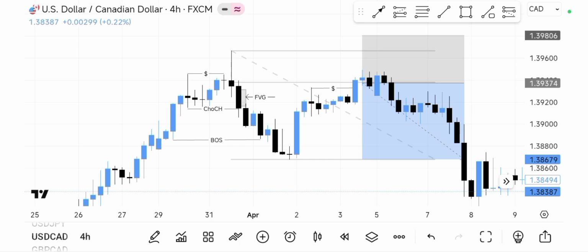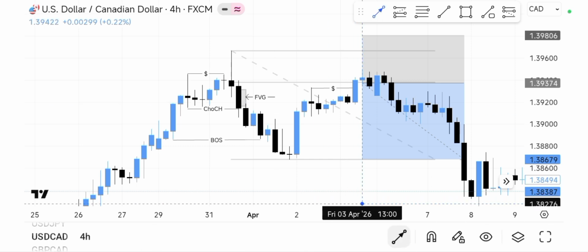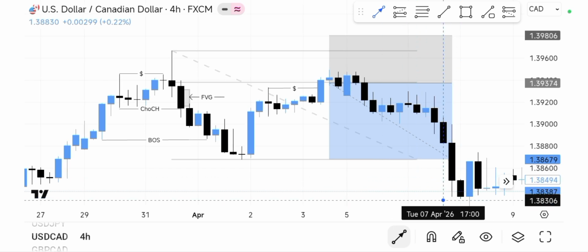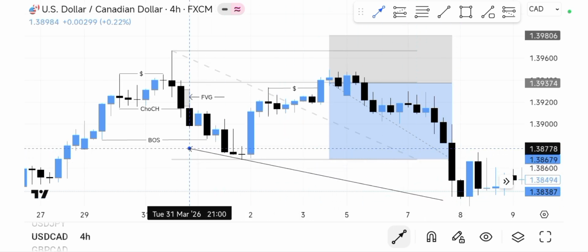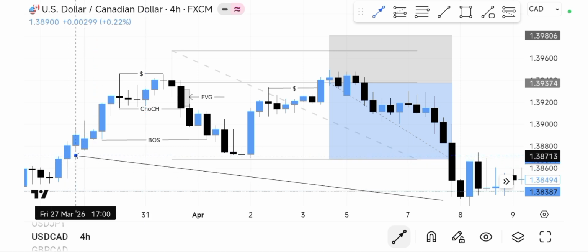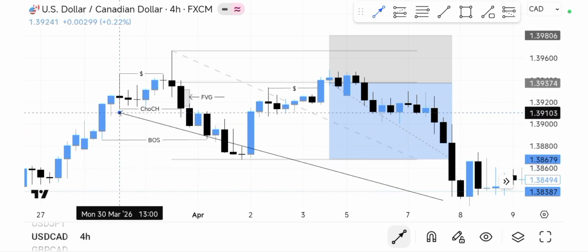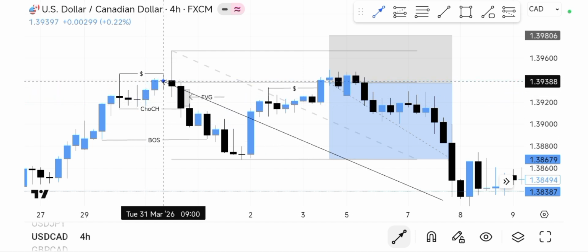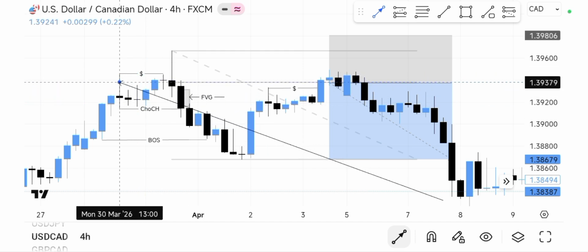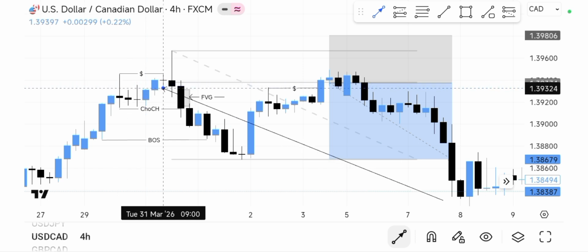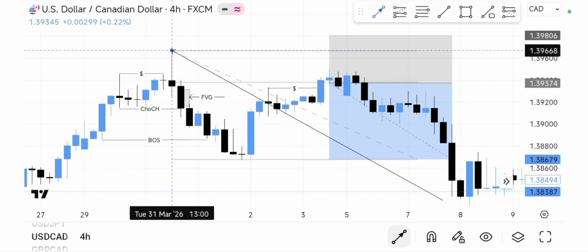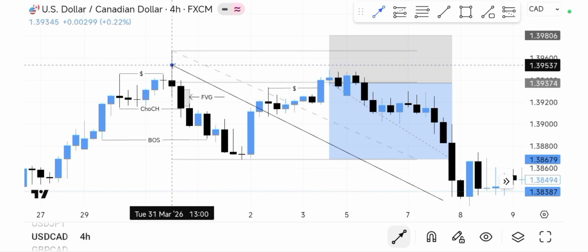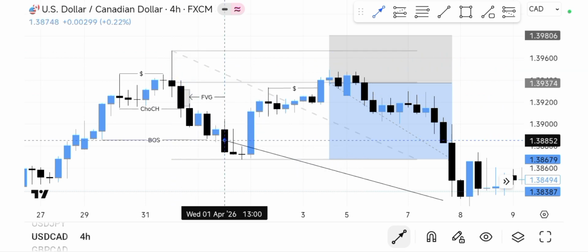And this is USD CAD. I am going to break down what I saw in the markets at the time. So here is price moving to the upside, and there was liquidity up here created by these two highs. Price wicked up above to purge this liquidity and immediately moved to the downside.